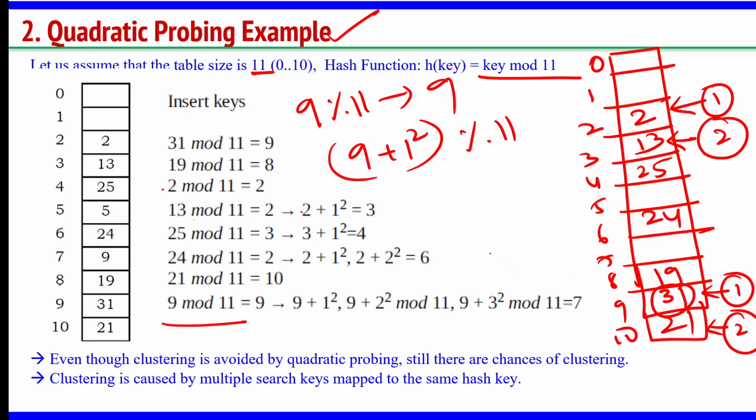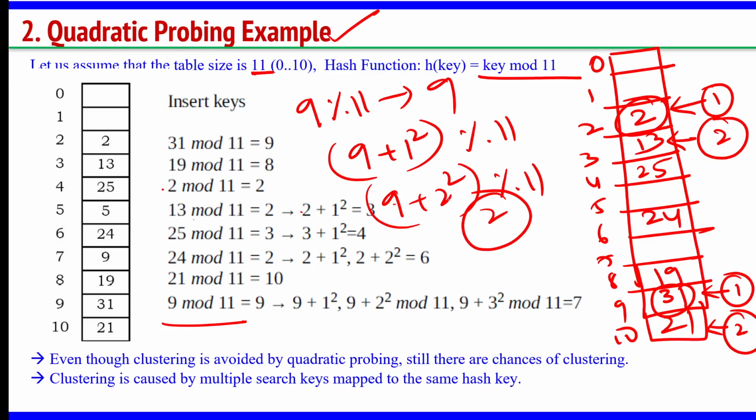Now, what do you have to do? You have to do it a second time. So, 9 plus 2 square modulo 11. That is 9 plus 4, 13. 13 modulo 11 is 2. This is also filled again. Again update, 9 plus 3 square this time, because a third collision also happened. So, 9 plus 9 is 18. 18 mod 11 is 7. Yes, 7 is free. We got a new location for 9.